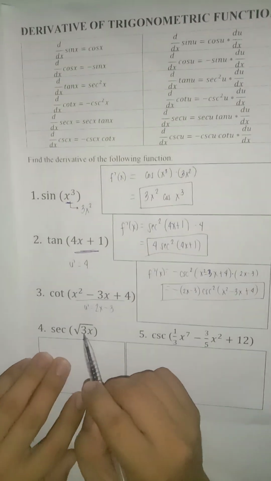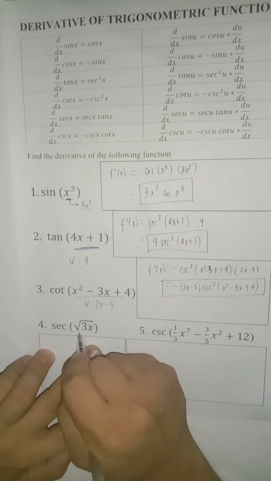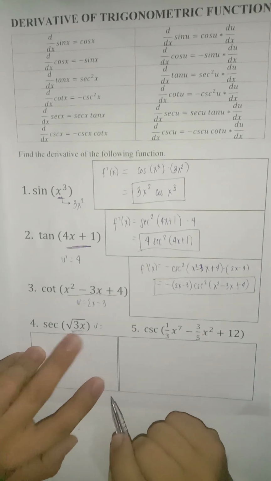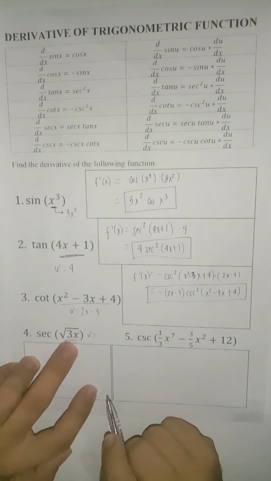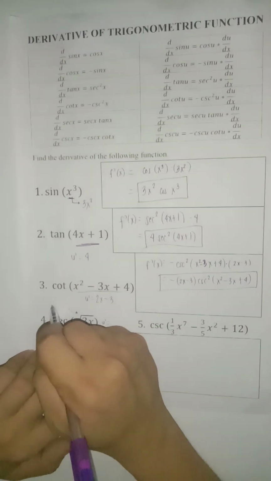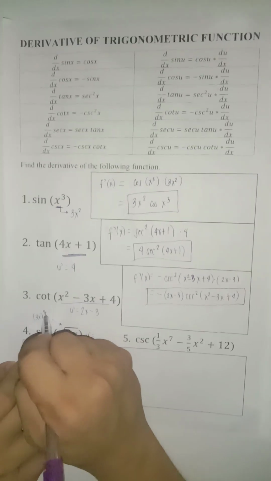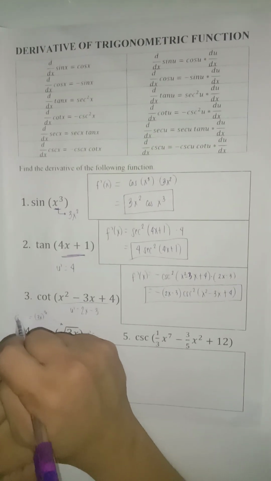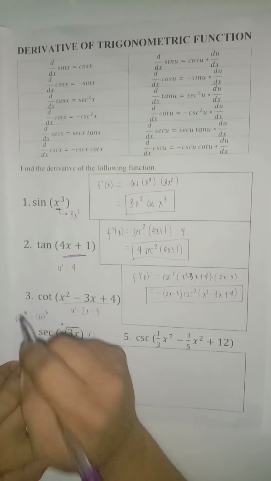We have the secant of square root of 3x. Ito yung u natin. Kunin muna natin yung u prime or derivative of this. So this is also equal to, so itong function na to is also the same as 3x raised to 1/2. Diba? Or that is simply square root of 3x raised to 1/2.